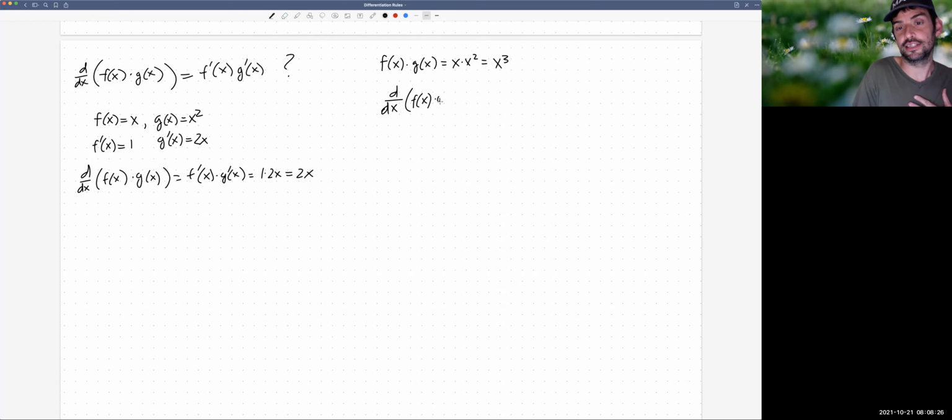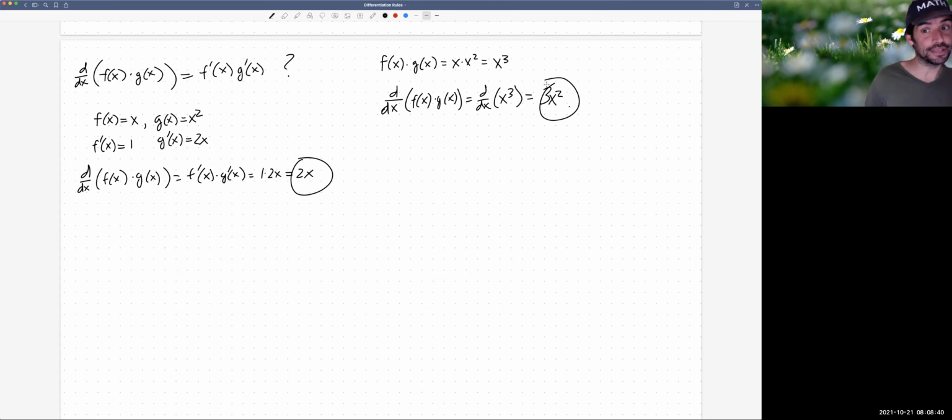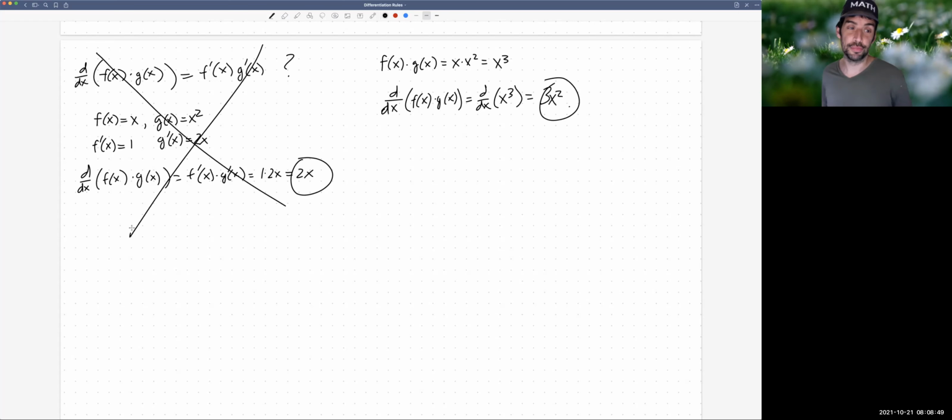The derivative of f of x times g of x should then be the derivative of x cubed, which we know from the power rule is 3x squared. 2x and 3x squared are not the same thing. Something's wrong. And what's wrong is our assumption. The derivative doesn't work as simply for multiplication. So that hope is dashed. It's not going to work that simply.